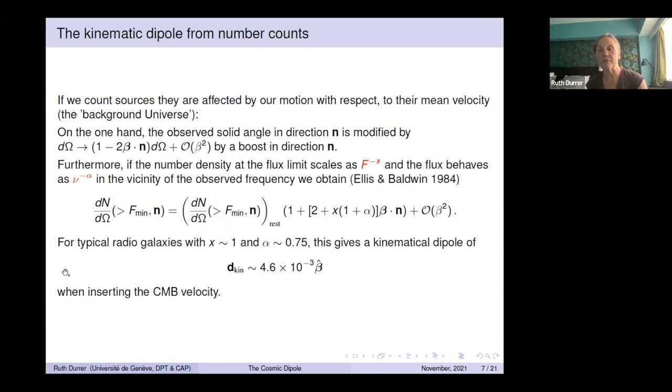Now let us consider number counts. If we count sources around us, this count is also affected by our motion with respect to the mean distribution of velocity of the background universe. On the one hand, the solid angle changes in different directions, right? If I'm moving in a given direction, the solid angle becomes smaller. This is shown by this factor 1 minus 2 beta times n. On the other hand, sources get blueshifted. So if I measure in a given frequency band, I see a slightly bluer part of their spectra if they come towards us. And also the flux is scaled. I get a somewhat higher flux.